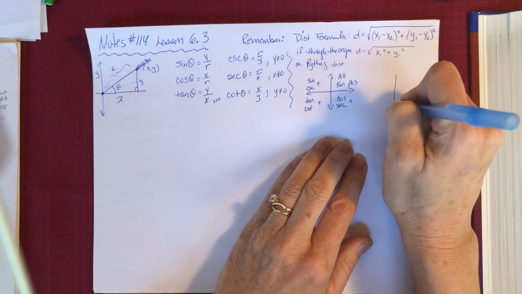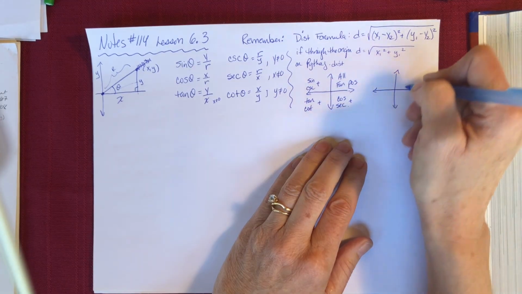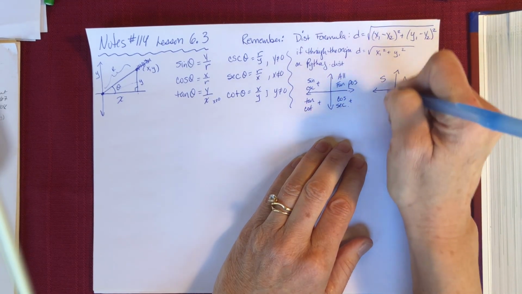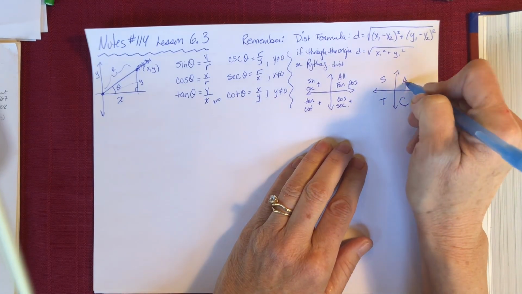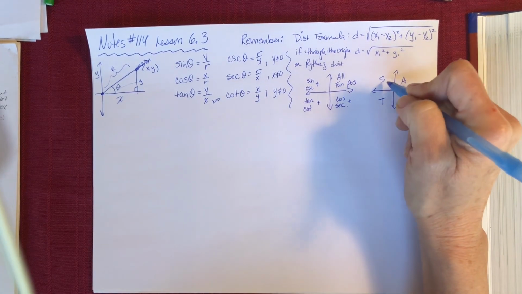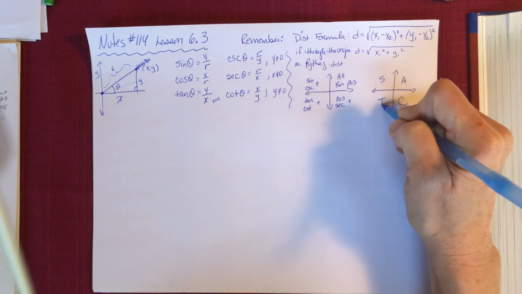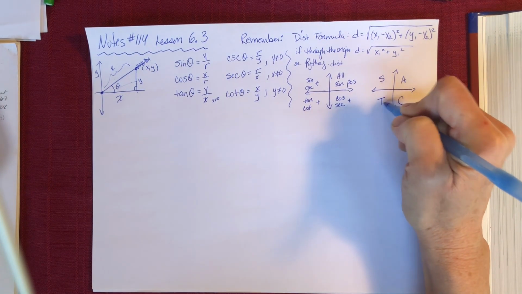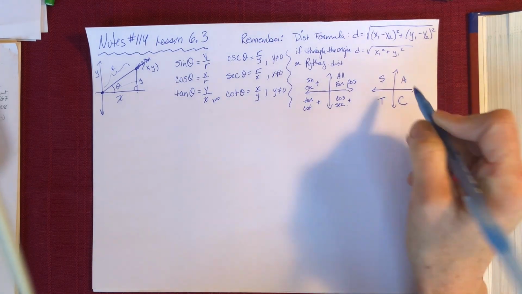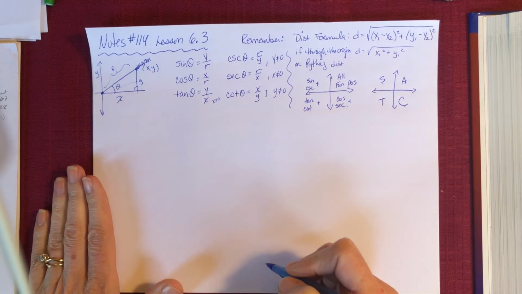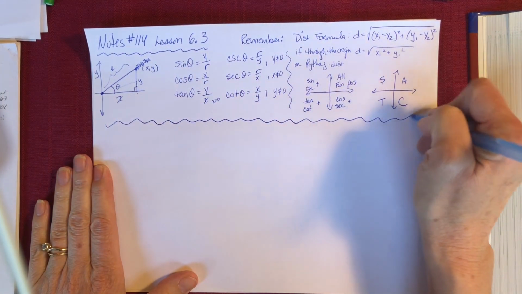Now, friends, this is a lot to remember. Okay, so this is how we say all students take calculus. All students take calculus. All your signs are going to be positive in quadrant 1. Your sine and your cosecant will be positive in quadrant 2. Your tangent and your cotangent in quadrant 3. And your cosine and your secant in quadrant 4. Okay, so that's really going to help you go through the problems. All right, so this is what you're keeping in mind as we go through all the problems today.